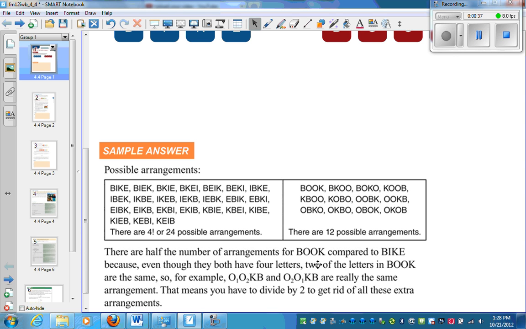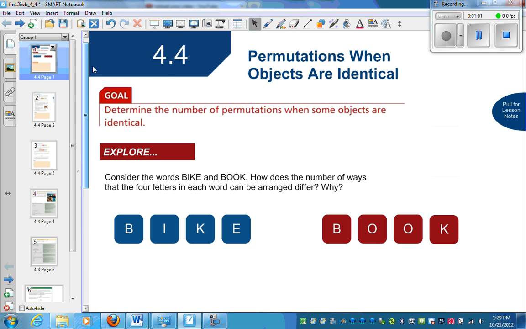And there are half as many because even though they both have 4 letters, 2 of the letters in book are the same. So for example, OOKB is the same as OOKB. We can't tell which O they're using. That means you have to divide by 2 to get rid of all the extra. Okay, so for each way that you use the O's, there's 2 ways you can do that are indistinguishable. Okay, that they are the same, are identical or indistinguishable.